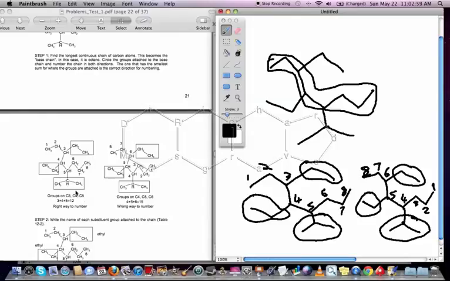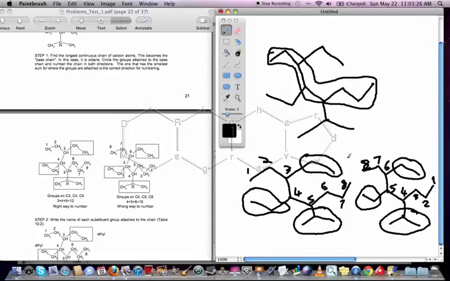Generally speaking, it's fairly easy because you can look at the chain and see what end they are nearest to. And if you look at the substituent groups here, it looks like they're closest to this end rather than that end, so we know that numbering is going to start on this end of the compound. That's something you'll get a feel for the more you do it.